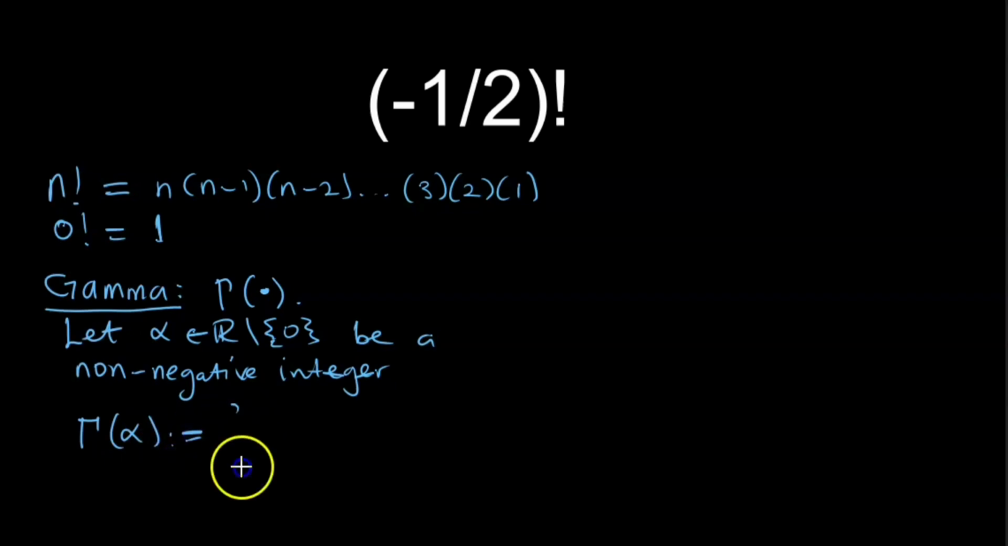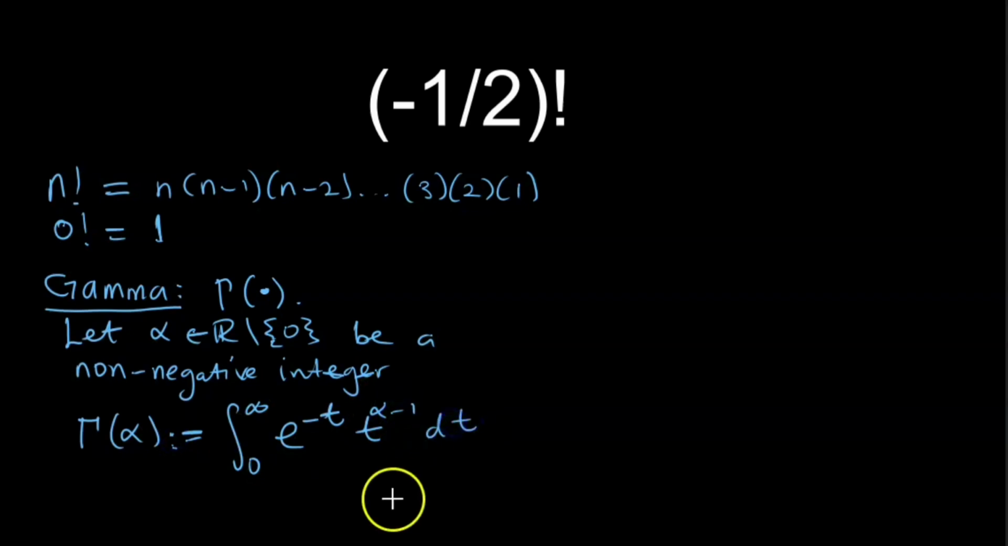It is going to give us the integral from 0 to infinity of e raised to the power of negative t, times t raised to the power of alpha minus 1, dt, where this t is a dummy variable. In other words, I can change t to x, to y, to u, whatever I want. So this is the definition of the gamma function, and this is what we can use.